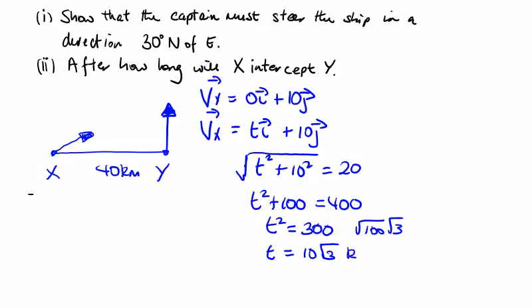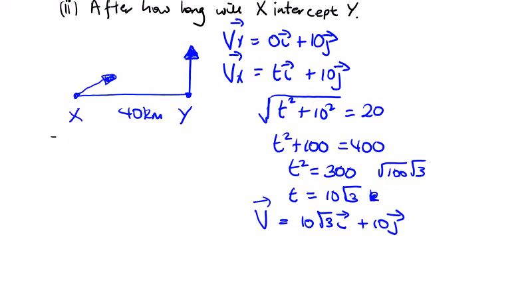I'll write that as my vector first. Velocity of X is equal to 10 root 3 in the i direction plus 10 in the j direction. So now let's have a look at this direction here for X, this angle in here.